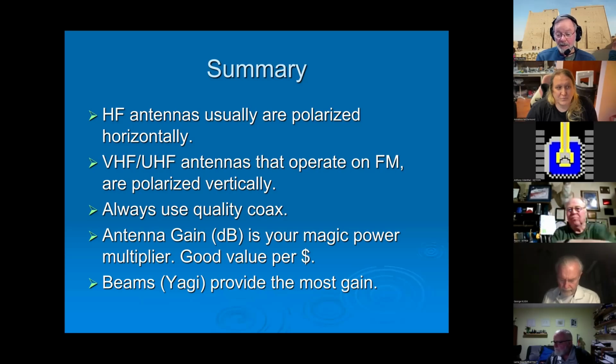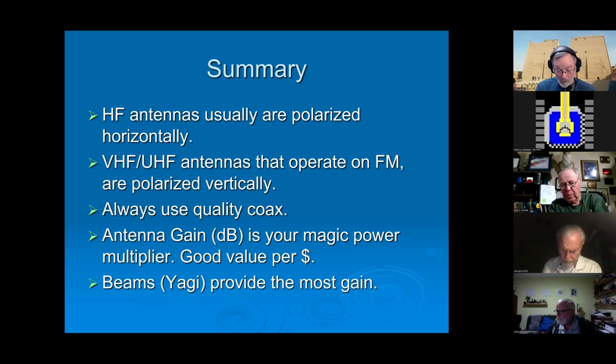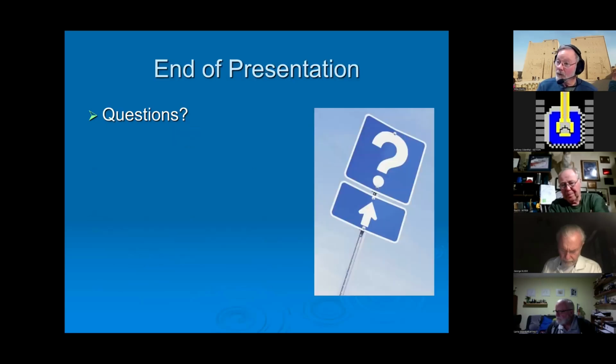So beams, Yagis provide the most gain. You're really not going to find any other category of antenna that provides you the most gain. It always comes back to that beam out there. So anyway, that's it, folks.